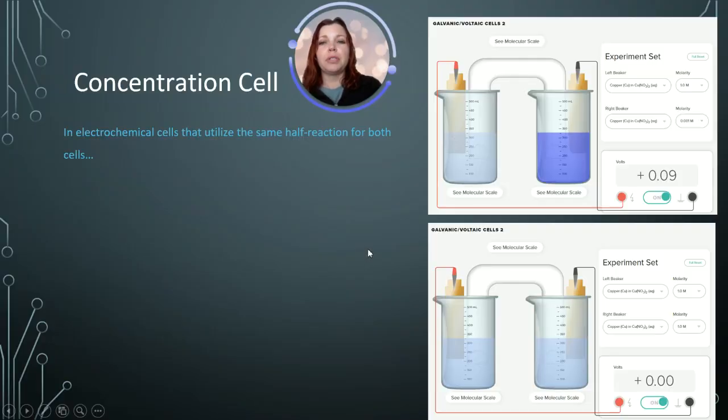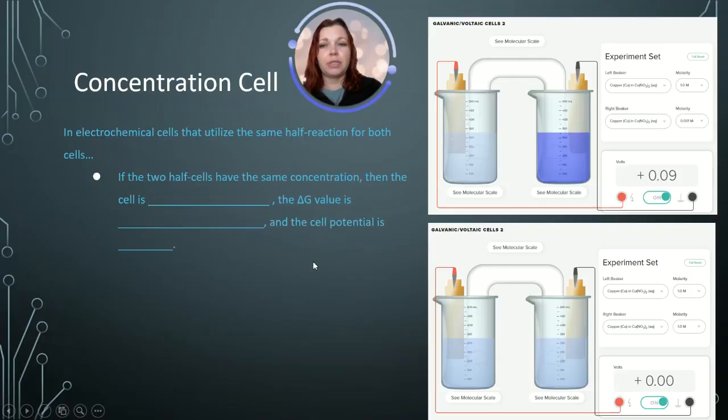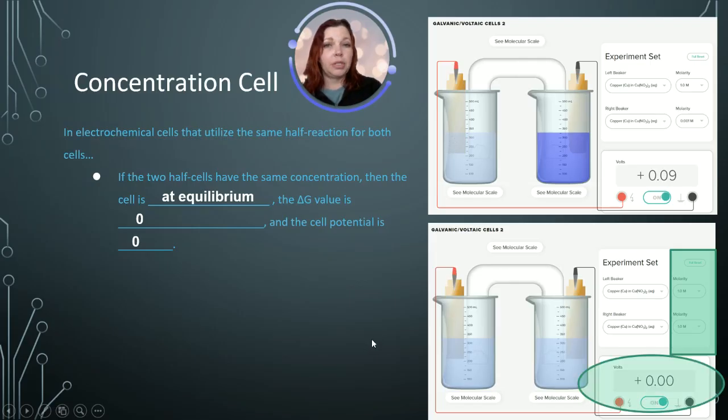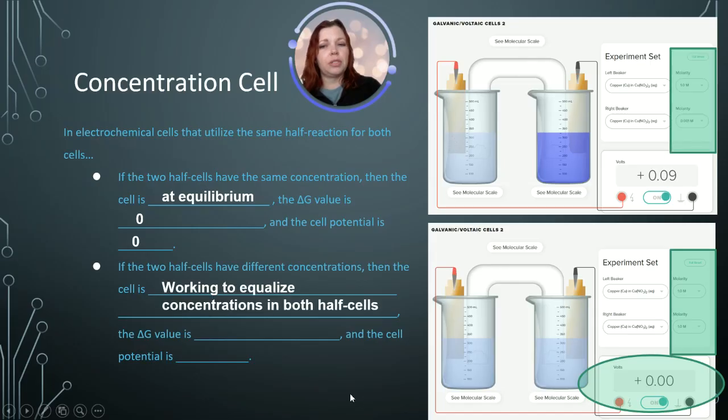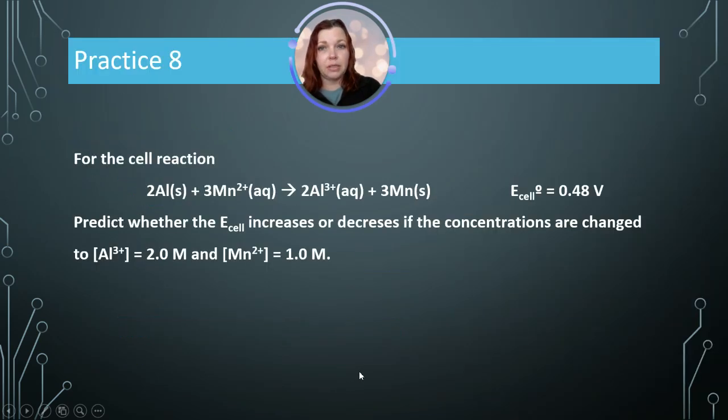So in electrochemical cells that utilize the same half reaction for both cells, if the two half cells have the same concentration, then the cell is at equilibrium. The delta G value is 0 and the cell potential is 0. We already kind of talked about that. If the two half cells have different concentrations, then the cell is working to equalize concentrations in both half cells. The delta G value is negative and the cell potential is positive.